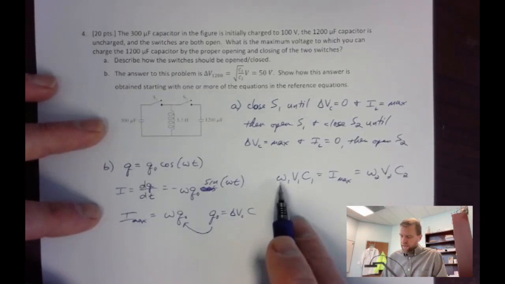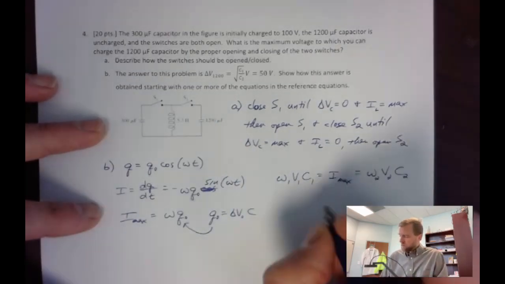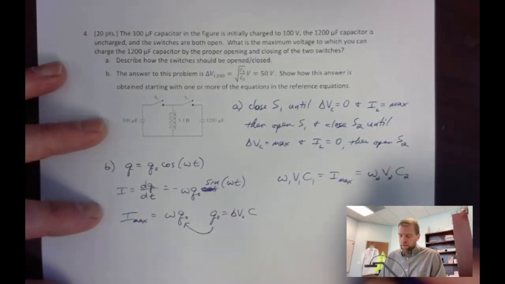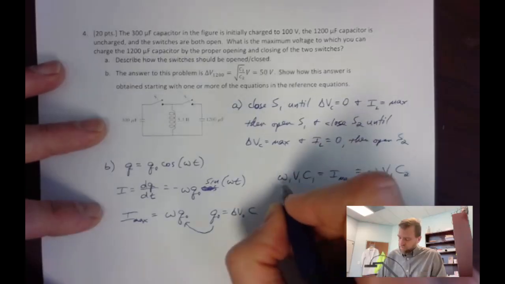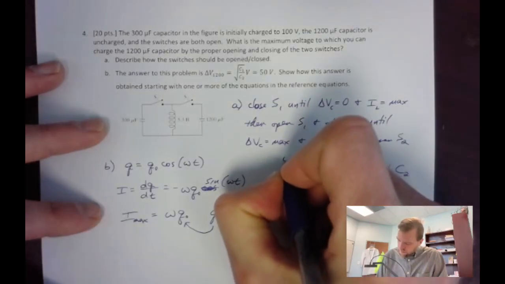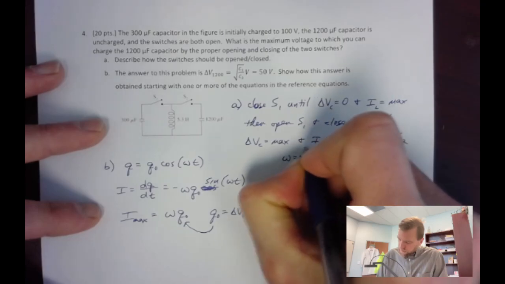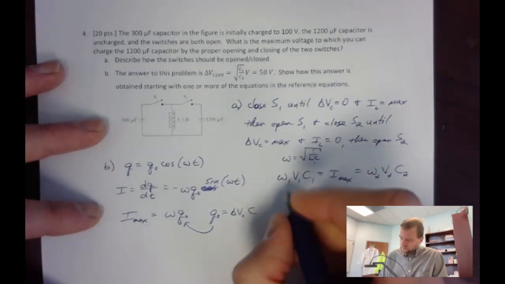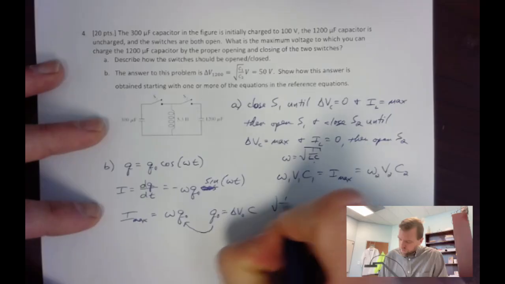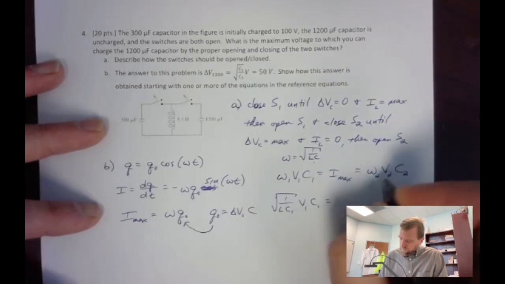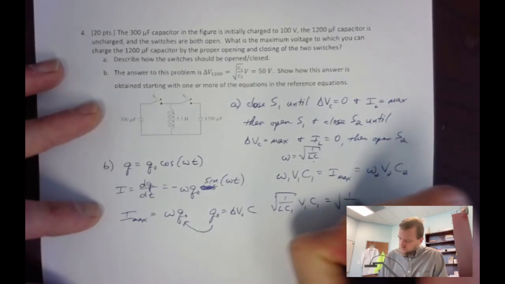And then omega for these kinds of problems is the square root of 1 over LC. So omega is the square root of 1 over LC. So omega 1 is the square root of 1 over LC1. And then omega 2 is the square root of 1 over LC2.